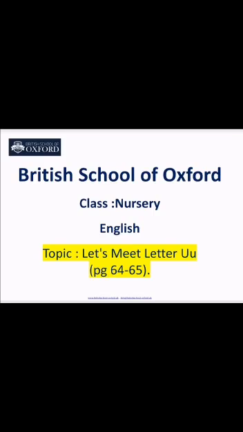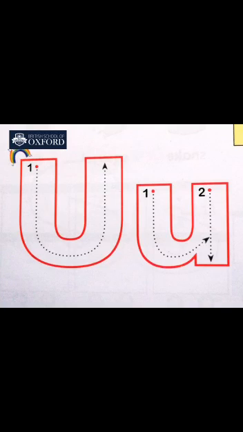This is your English period, and today we will read letter U. Let's open your book page number 64. Here you can see letter U. Capital letter is called U, and its sound is A.